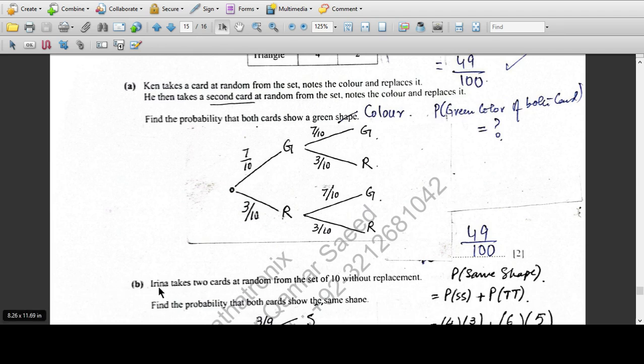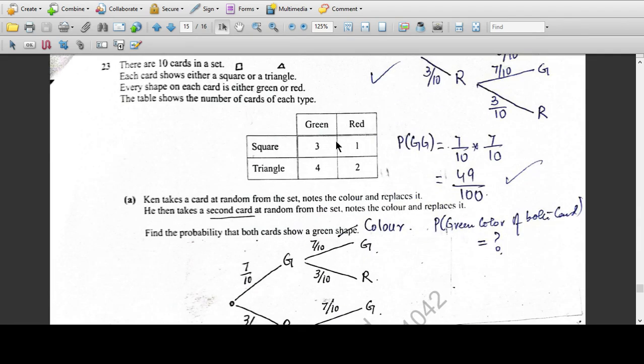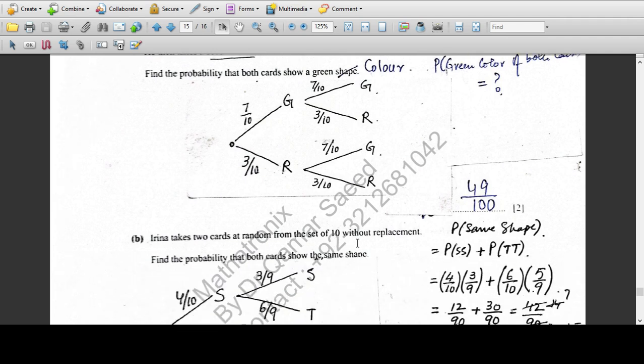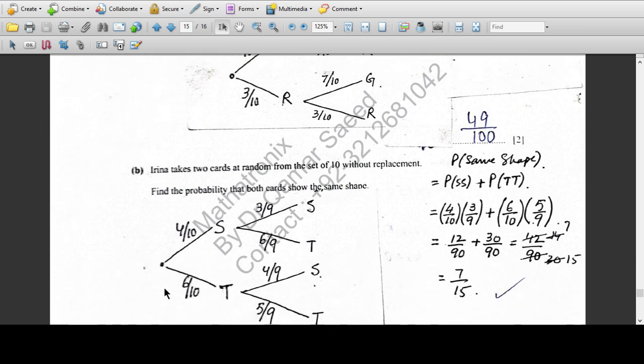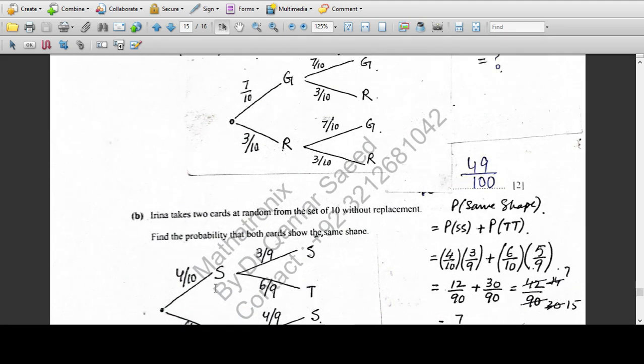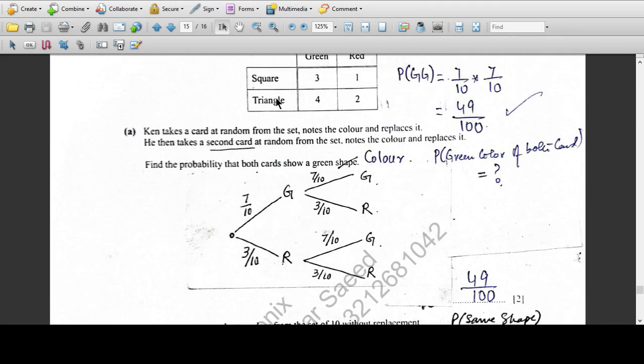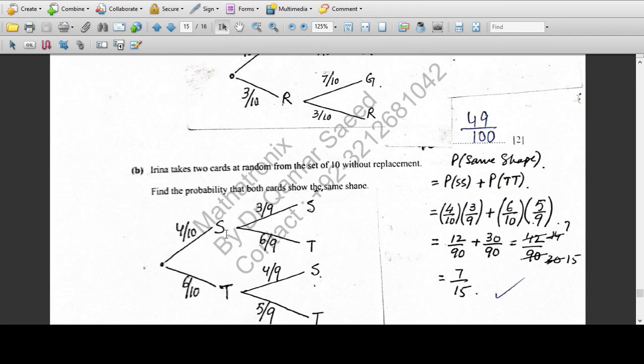For part B, Irina takes 2 cards at random from the set of 10 without replacement. So this is the dependent probability. Find the probability that both cards show the same shape. We have 2 shapes, square shape and triangular shape. For square shape this is 4 upon 10, and for triangular shape this is 6 upon 10.